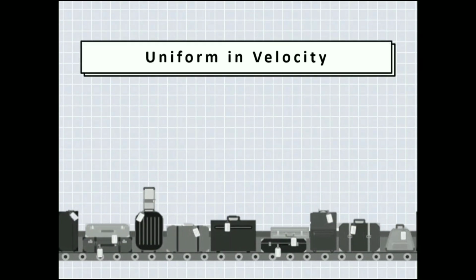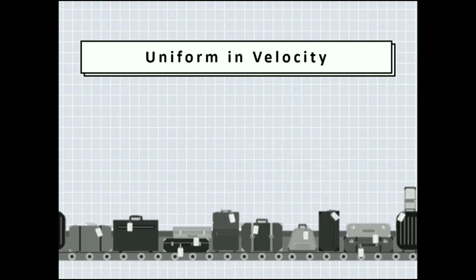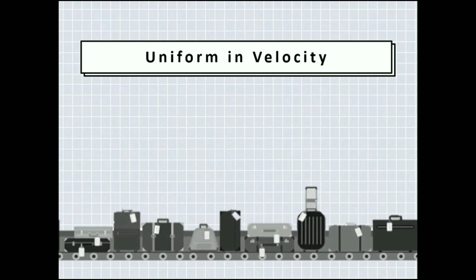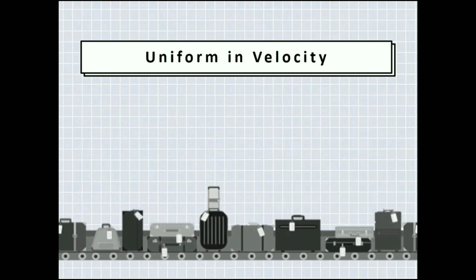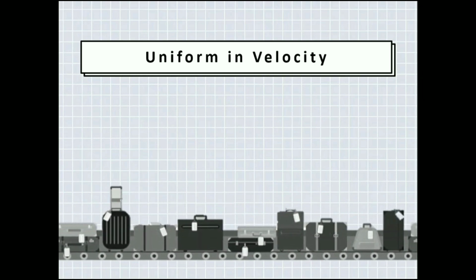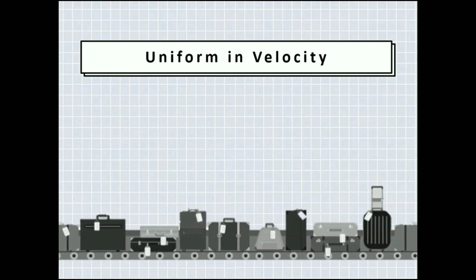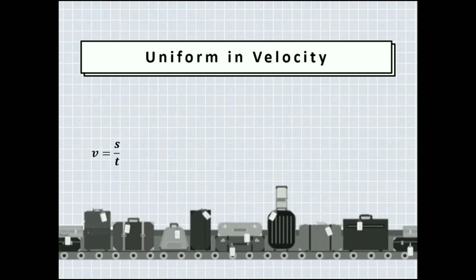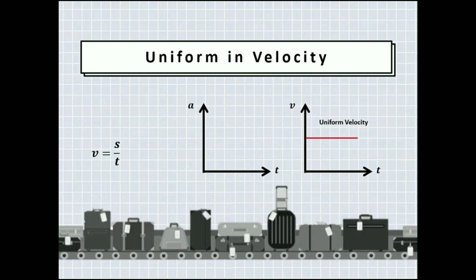So what is uniform velocity? Bags moving on a conveyor belt move at a uniform rate. The bags are considered as particles. Therefore, if the particles move with a constant velocity throughout the motion, then the particle is said to have a uniform velocity motion. When a particle is moving with uniform velocity, that is, its velocity is uniform throughout the period of time, then its acceleration is zero.